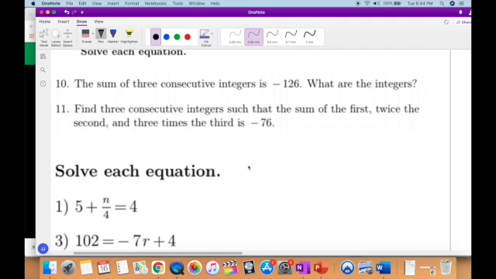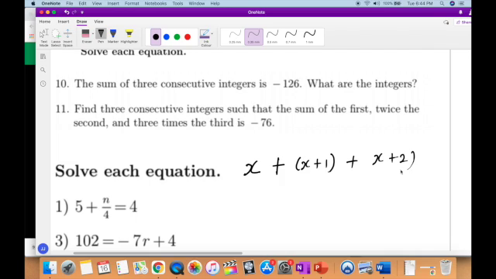Right. So imagine I have 3 consecutive numbers, but I don't know what they are. So I'll call the first one x. What do you think the next consecutive number after x will be? x plus 1. Make sense? Yeah. And what do you think this next one is going to be? x plus, careful, x plus 2. Yeah, it's x plus 2.